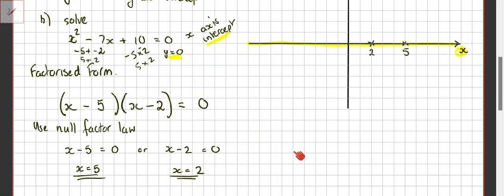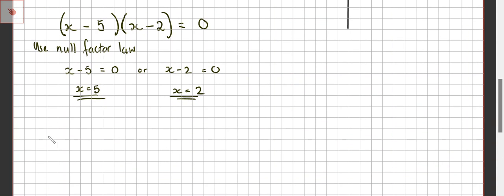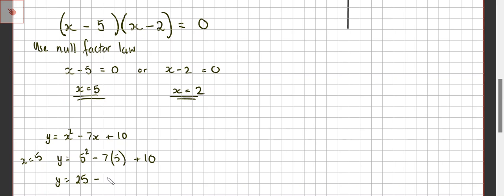Now, should we just check, by the way? So let's just check something. We've got y equals x squared minus 7x plus 10. What happens if we put x equals 5 into this? Well, we get y equals 5 squared minus 7 times 5 plus 10. So what's 5 squared? 25. Minus 7 times 5? 7 times 5, 35. So minus 35 plus 10.